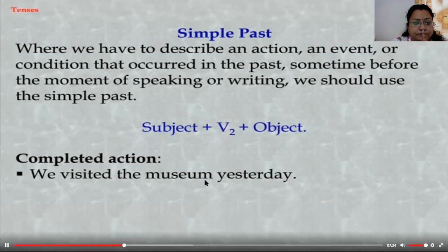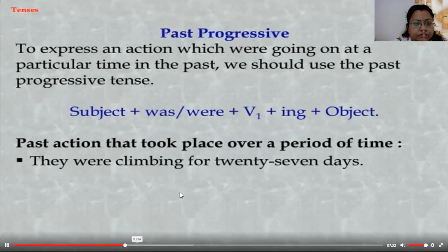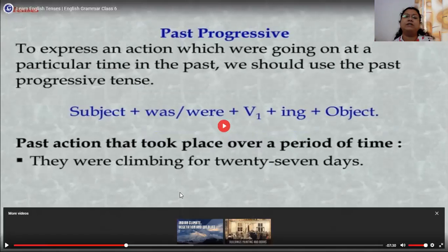Next. Now what do you mean by past progressive? Progressive means continuous. So here it is past continuous tense. Only one thing you have to remember, that is was or were. Subject plus was or were along with the first form of the verb plus ing plus object, right?